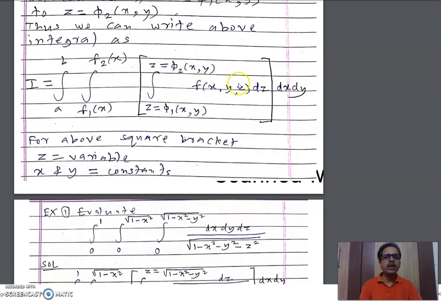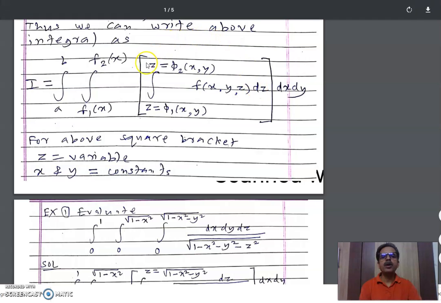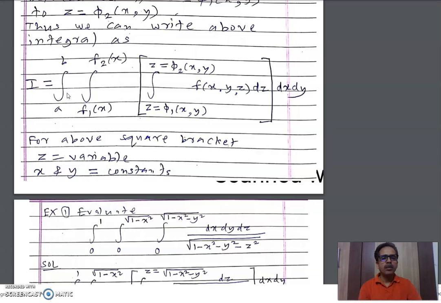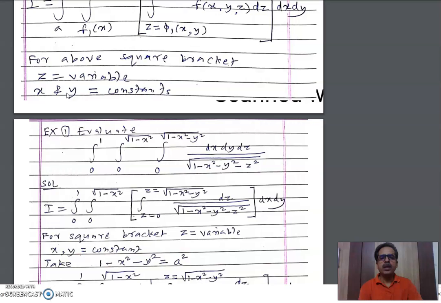We have to integrate first with respect to z, and there we have to keep x and y constant. The same thing I have written here for the square bracket: z is a variable, x and y are constant. When you make the calculation in the square bracket, the problem of triple integral will reduce to a double integral, and hence you can solve the problem by the previous method. I have prepared 4 videos on double integration, so you can refer to those videos and understand how to solve double integration. Let's see an example.